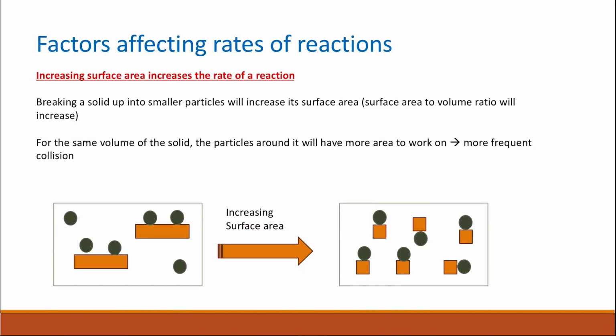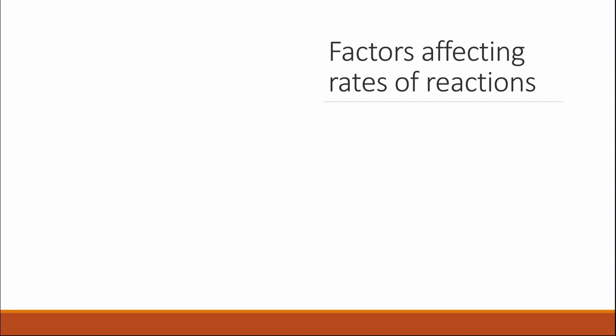So if you can see here, this is the particle with the low surface area or the big size, and there is less surface area for the collision. So here the surface area to volume ratio is smaller, but when you break down the particles into smaller ones, then you increase the surface area, and there will be more effective surface area for the reacting particles to collide. So more frequent collision and more effective collision as well.